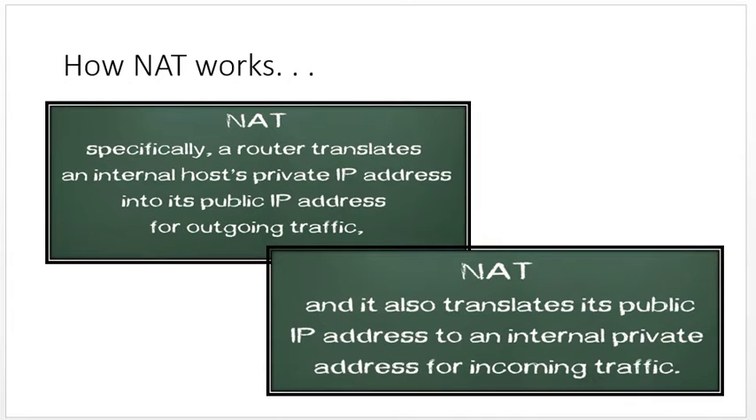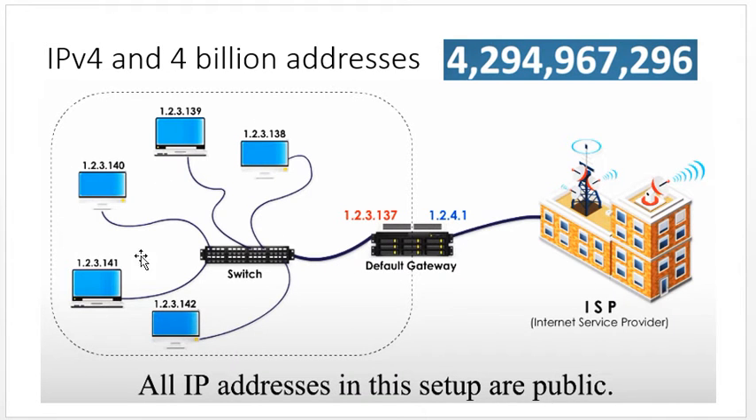NAT is basically a protocol which translates an interior host private IP address into a public IP address for outgoing traffic. It translates your public IP address to an internal private address for incoming traffic. As I said to you previously, it actually hides this entire network from the outside world, right? This entire network is a private network and it is not linked with the outside world. To the outside world, this will be our only address that will be visible. So that is how NAT will be working.